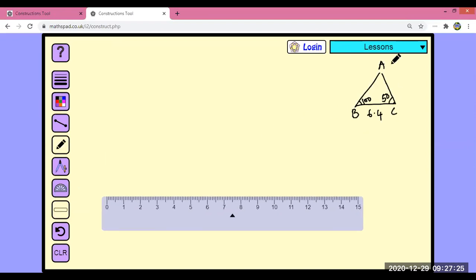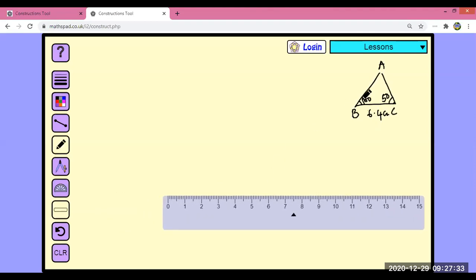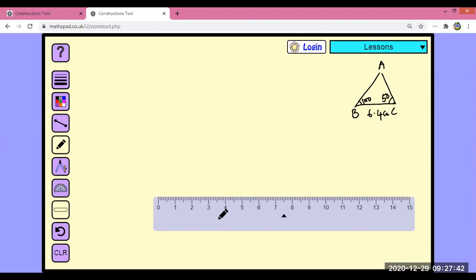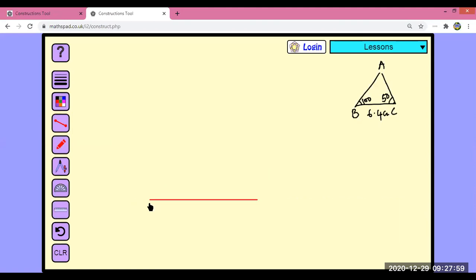So step one, draw the triangle, whatever is given. So 6.4 centimeters, we draw the base. Also you can see this is an obtuse angle, 100 degrees, so leave some room on the left hand side. We start with drawing the base, which is 6.4 centimeters. That is BC. So this is B, this is C, this is 6.4 centimeters.